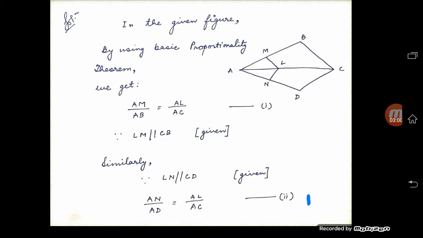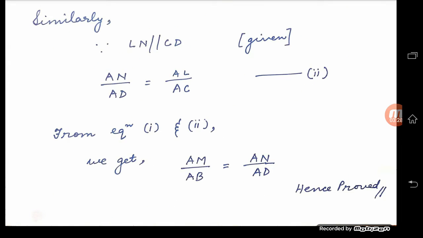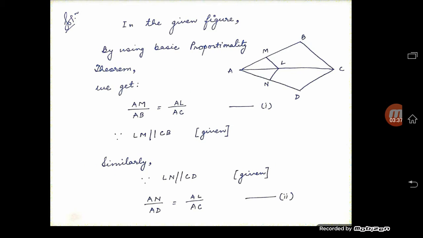Now you see in equation number 1 and equation number 2, there is one thing common. That common thing is AL by AC and AL by AC. That means the right side of both these equations is the same. If the right sides of two equations are the same, that means the left-hand parts will also be the same. So now by using equations 1 and 2, we have AM by AB is equal to AN by AD.